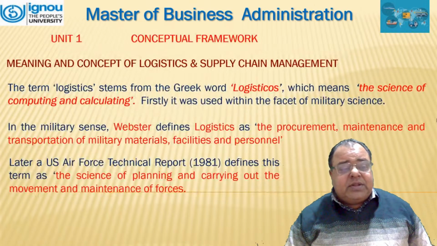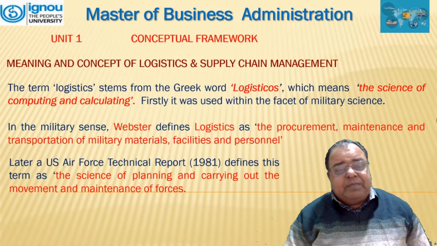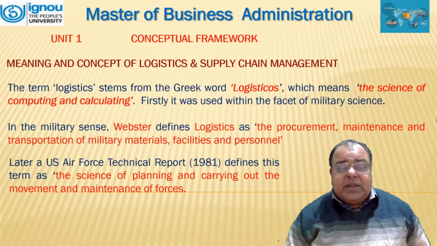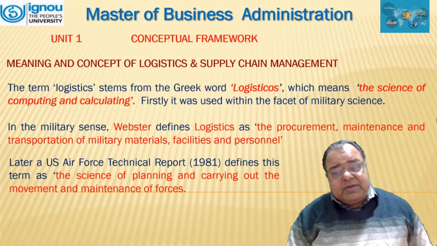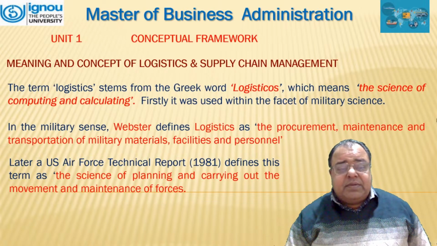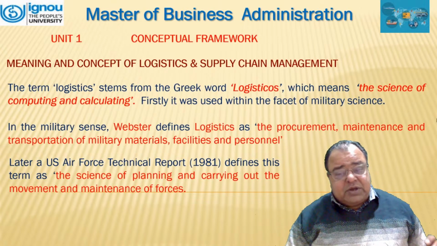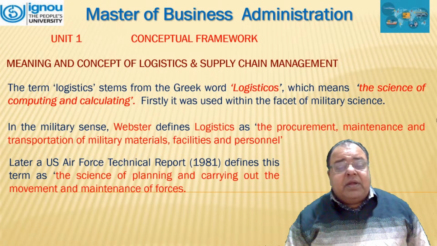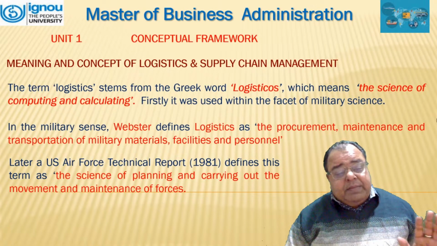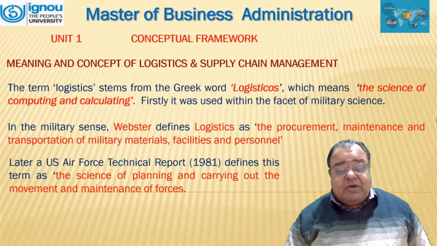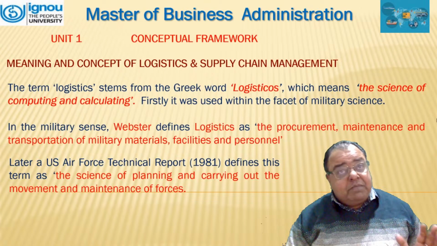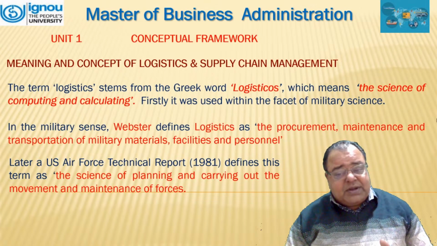So we will start with block 1, unit 1, conceptual framework. Now, we will try to understand the meaning and concept of logistics and supply chain management. The term logistics stems from the Greek word logistikos, which means the science of computing and calculating. Firstly, it was used within the facets of military science. In military science, Webster defines logistics as the procurement, maintenance, and transportation of military materials, facilities, and personnel.